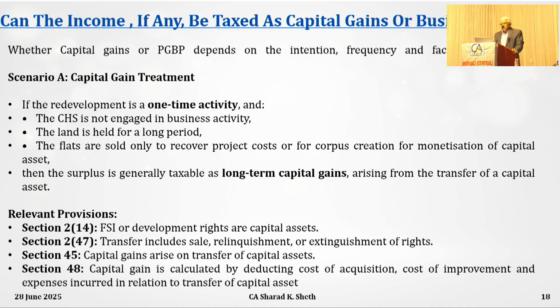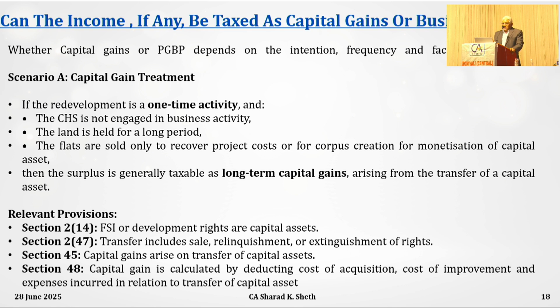So whenever, assuming there is a transfer by an extinguishment of rights in a property. If you read the definition of transfer, Section 2 says extinguishment of rights in the property. It doesn't say extinguishment of the property. So what is the property here? Is it this FSI right?